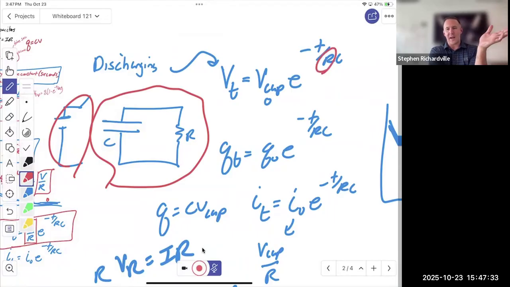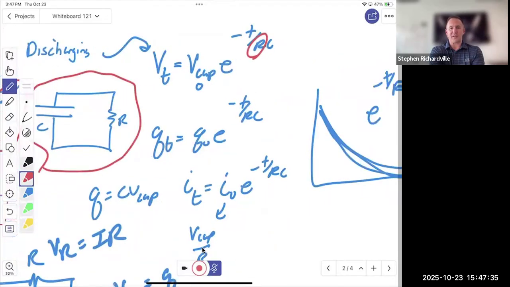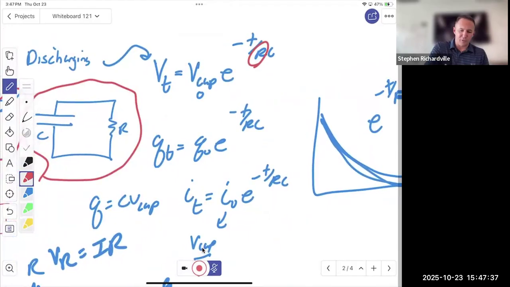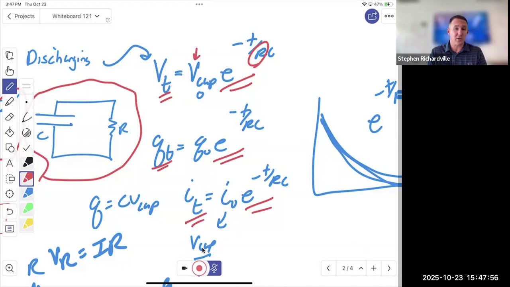In this case, as the capacitor discharges, everything is decreasing. My voltage is decreasing. My charge is decreasing. Nothing is 1 minus e to the negative t over RC. The current is decreasing. Everything is decreasing. From what? Well, this is where you've got to be careful. The voltage is decreasing from whatever the initial voltage of the capacitor was. Was it the voltage of the battery? Or was it something else?